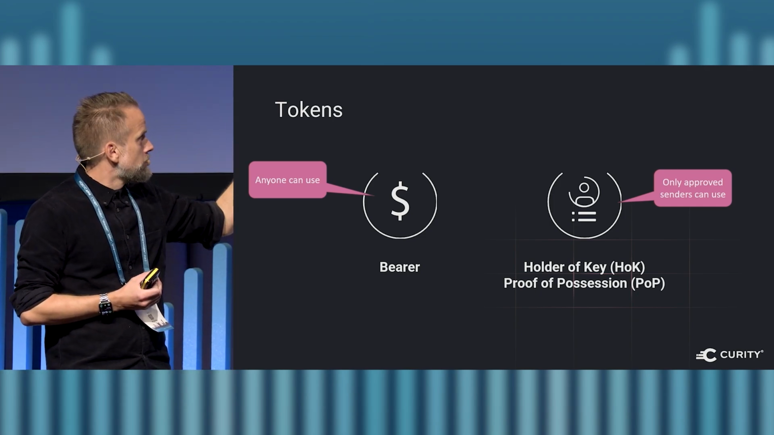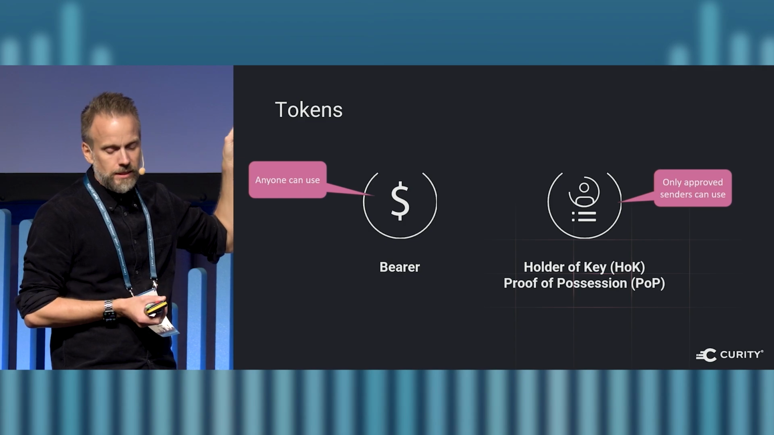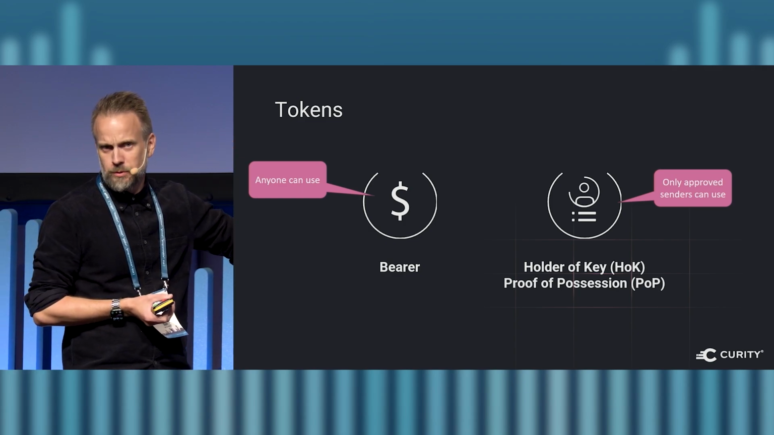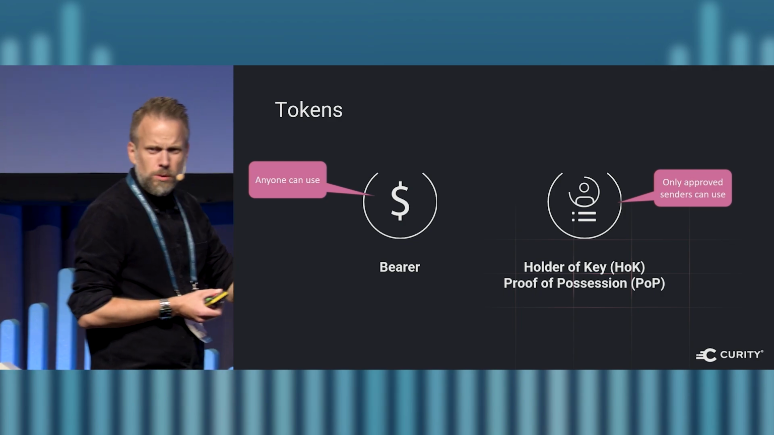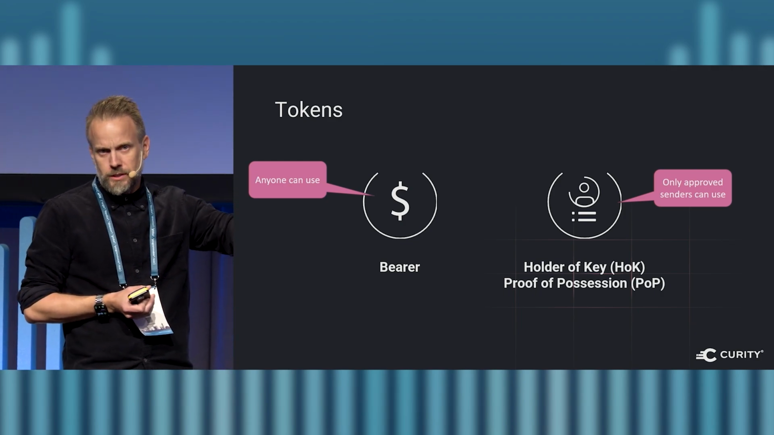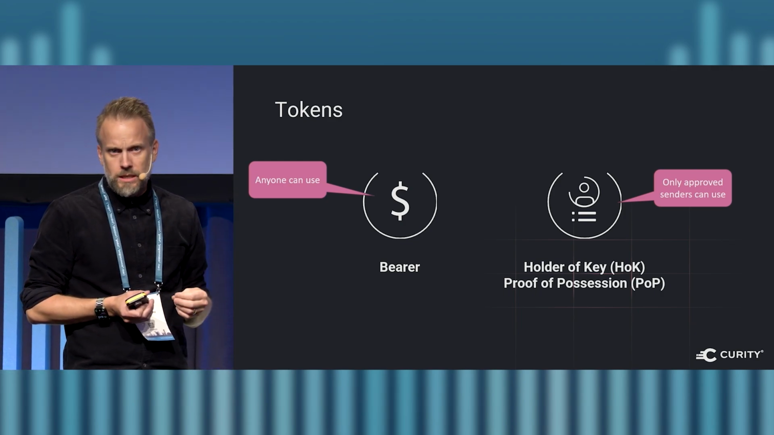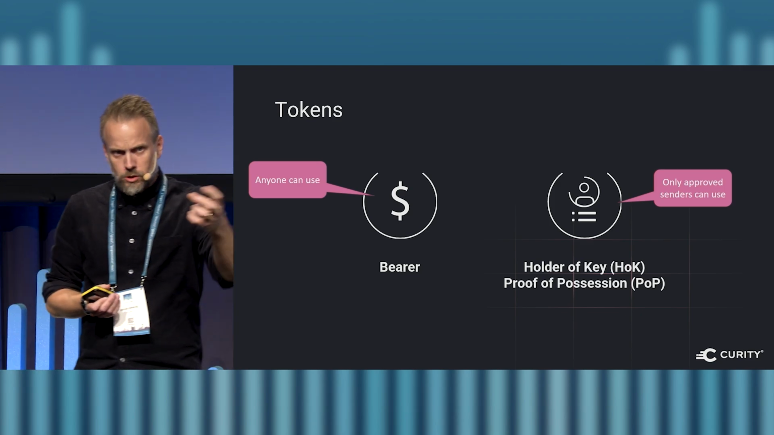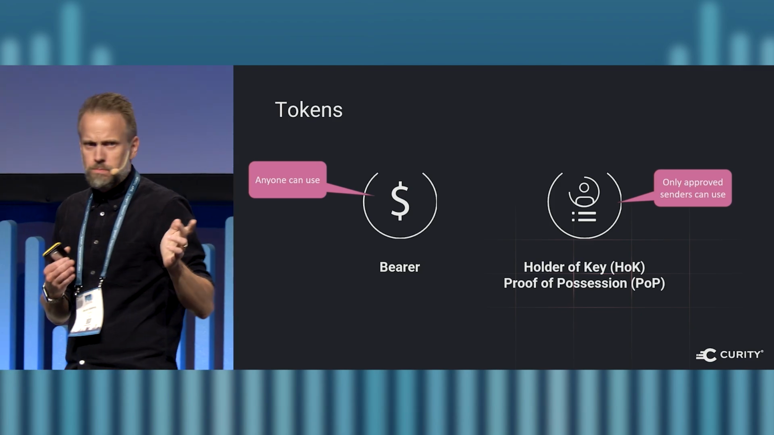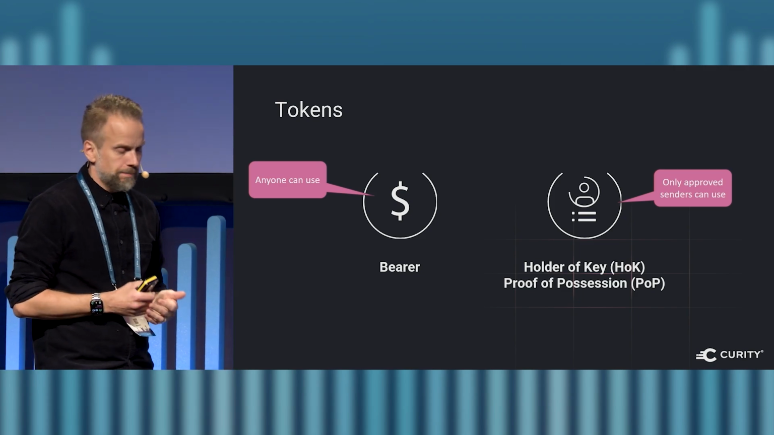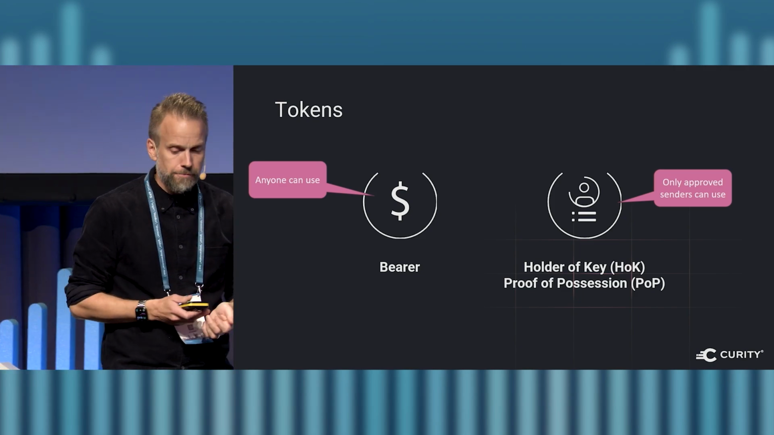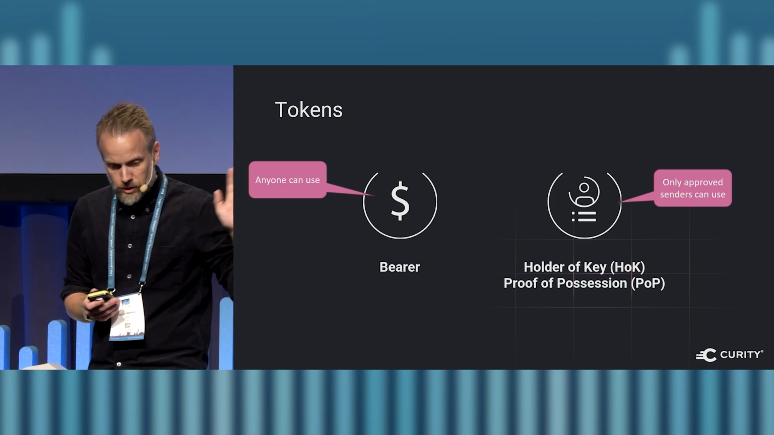The other type of token has more names. We can call it a holder of key, a proof of possession token, or a sender constraint token. It can only be used if you can prove that you're the rightful sender of the token. So if it's issued to you, only you can use it later on. You typically prove this by some other mechanism, mutual-TLS or some other key that you prove that you have. So these are the two. That was a side note.